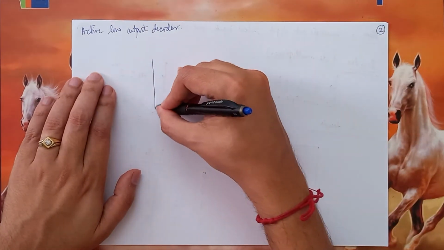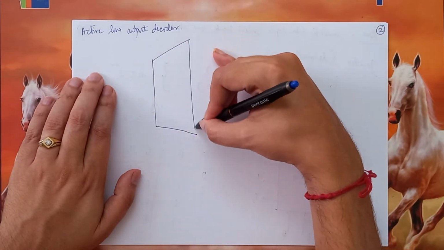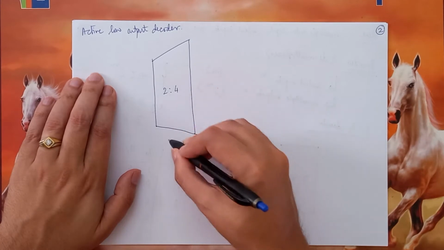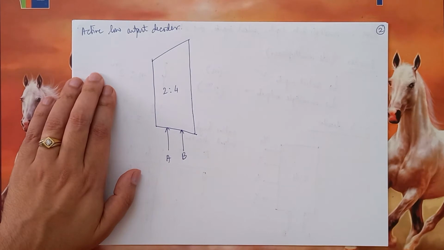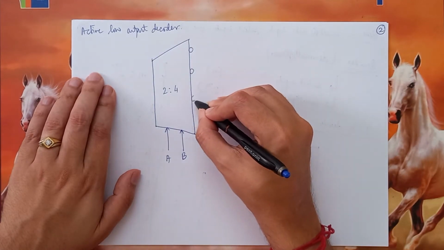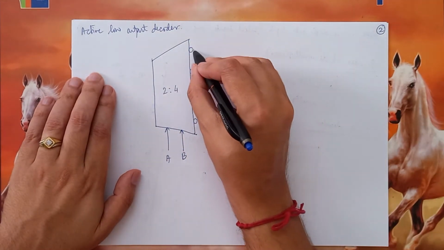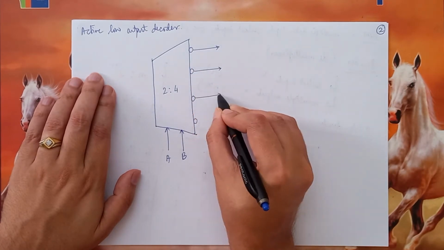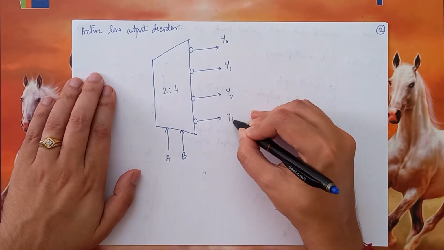So again, let us see. Let us not draw the inverted trapezium symbol of the decoder. Again, it is a 2:4 decoder. Two select inputs A and B, and there are four outputs. But this time, the outputs are indicated with bubbles, which is similar to a NOT gate, but it's not. These bubbles just indicate that the output is active low. So Y0, Y1, Y2 and Y3.